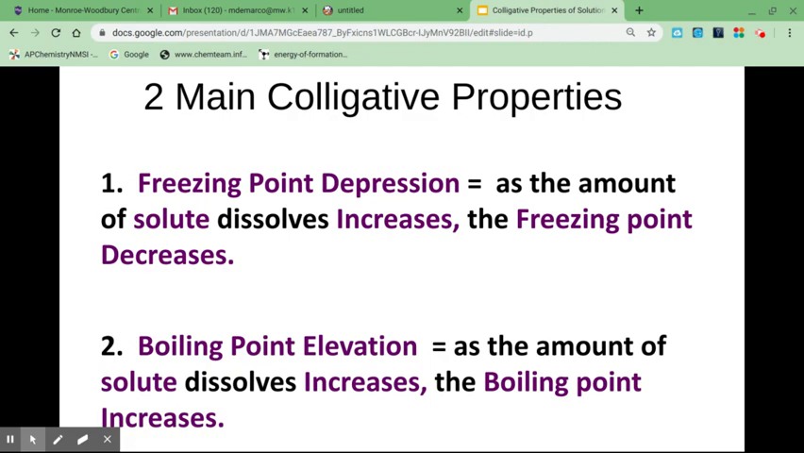Freezing point depression. Pretty easy to understand, but we also need to know how to pick it out in a particular question. The other colligative property that we need to know is boiling point elevation. Again, the 3 words boiling point elevation tell you exactly what is going to happen. As the amount of solute dissolved increases, the boiling point increases. Notice elevation means goes up, increases means goes up. So it's easy to identify.